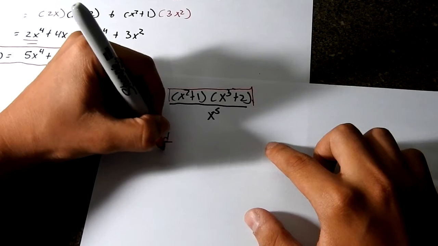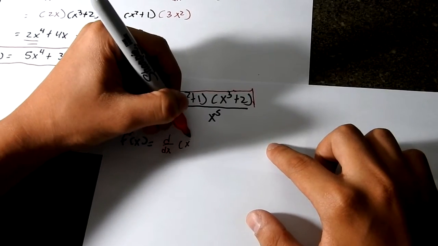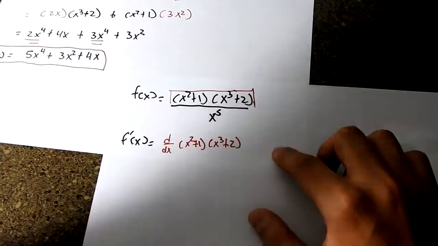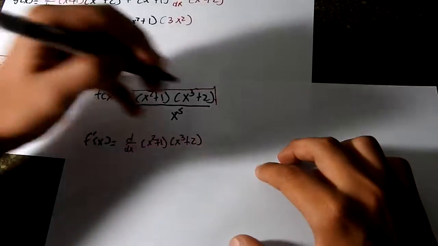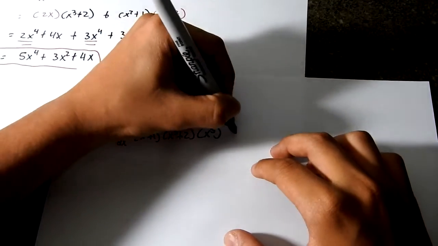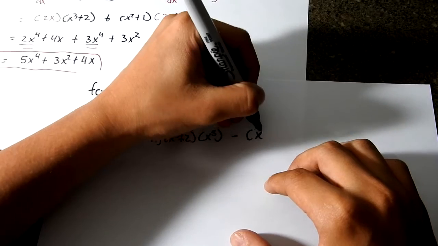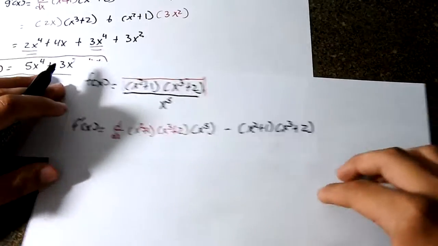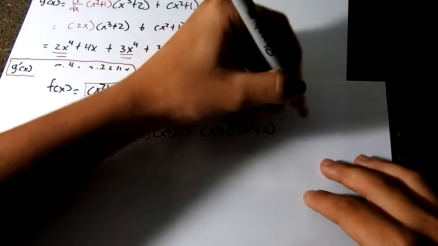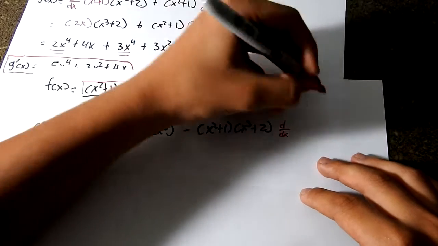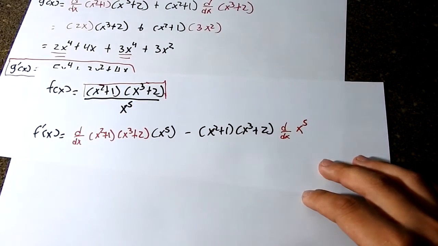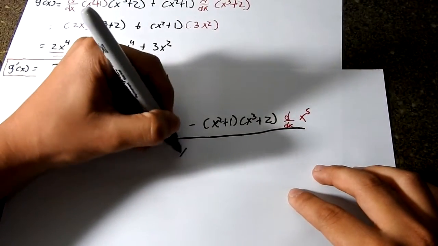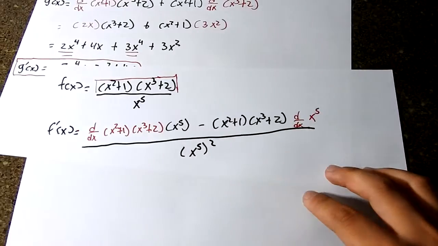So we have d over dx of the numerator, which is x squared plus 1 times x to the 3rd plus 2, times the denominator, minus the numerator, x squared plus 1 times x to the 3rd plus 2, and then times the derivative of the denominator, which is x to the 5th power. And then, as we all know, all of this divided by x to the 5th squared.